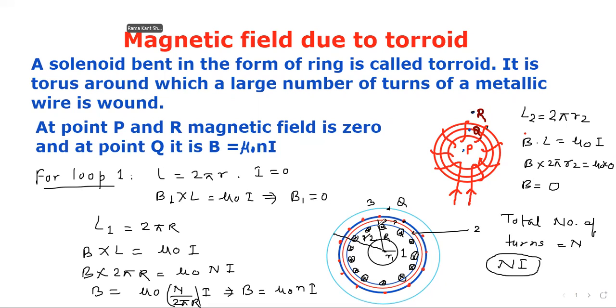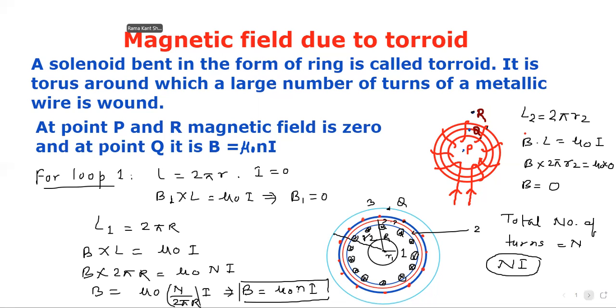So what we have observed is that in the empty space, Amperian loop number 1 gives B equal to 0. Amperian loop number 3 also gives B equal to 0. Only inside the core of the toroid does a magnetic field exist, and that is B equal to mu naught Ni. If you remember, this is the same value as we obtained in the case of a solenoid.